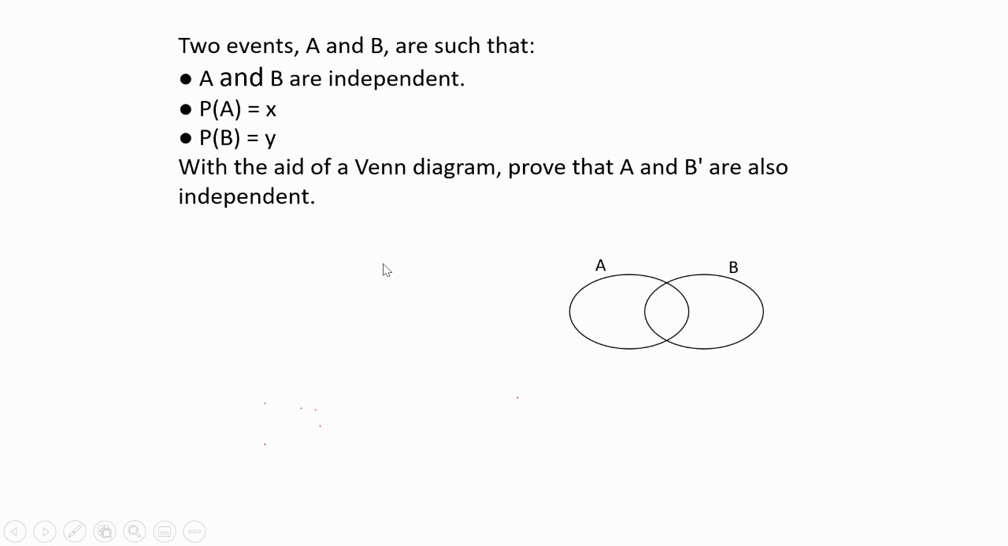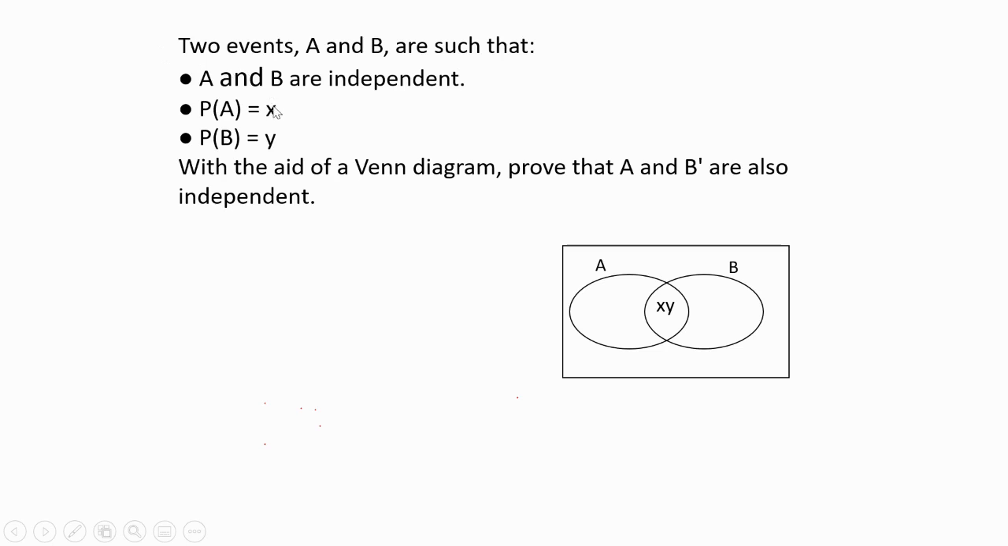All right, so this question was asked 2 years ago. Two events, A and B, are such that A and B are independent, okay? So there's the probability of A, the probability of B. With the aid of a Venn diagram, prove that A and not B are also independent, okay? With Venn diagrams, we obviously want to put in our intersection first. So our intersection, because they are independent, is X times by Y. Right, which means I can fill in everything else.